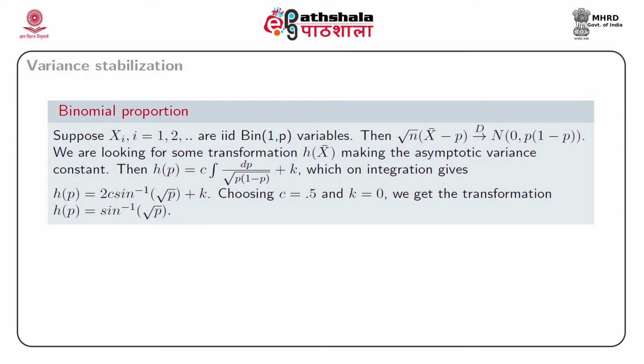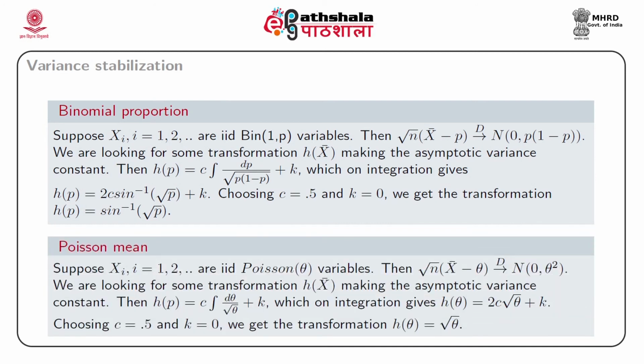Now, choosing c equal to 0.5 and k equal to 0, we get the transformation, that is the angular transformation for the binomial proportion, given by sine inverse square root of p. Next comes the Poisson mean. Suppose Xi are IID Poisson theta variables, then it is well known that the large sample distribution of X bar is again normal with variance theta, and we are looking for some transformation making the asymptotic variance independent of theta.